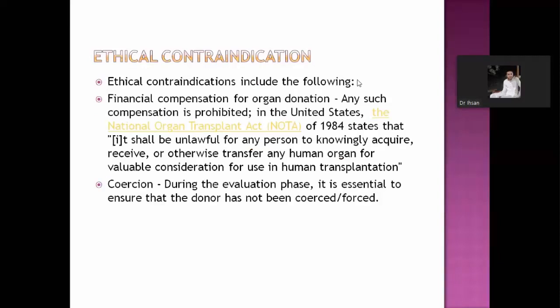Ethical contraindications. Ethical contraindication includes the following: financial compensation for organ donation. Any such compensation is prohibited in the United States. The National Organ Transplant Act, NOTA, of 1984 states that it shall be unlawful for a person to knowingly acquire, receive, or otherwise transfer any human organ for valuable consideration for use in human transplantation.